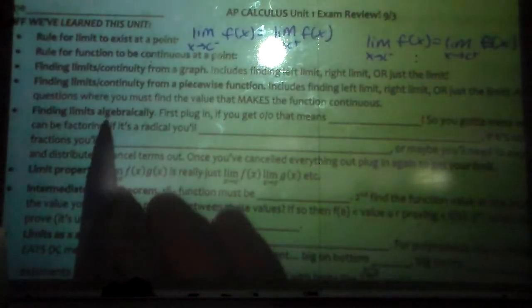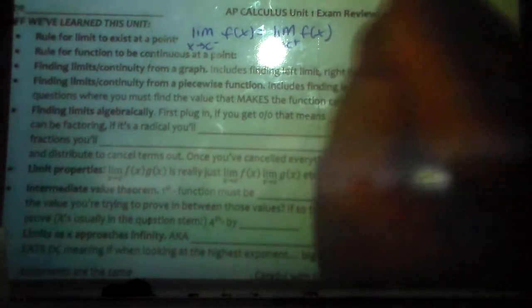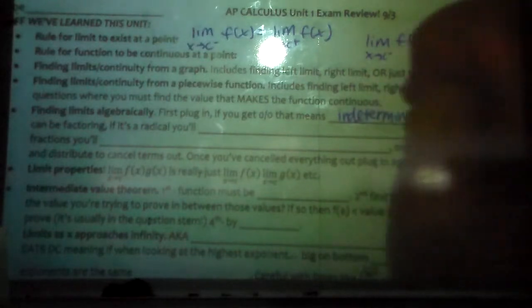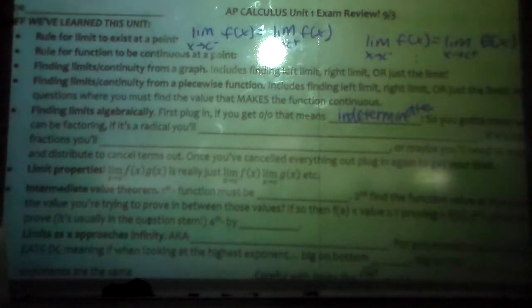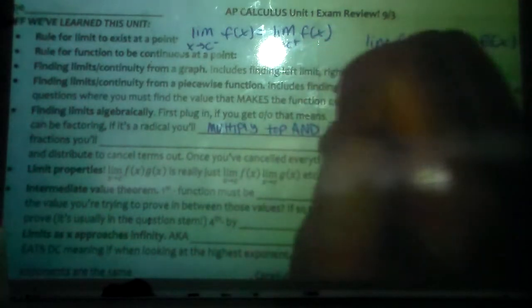For finding limits algebraically, first you need to plug in. If you get 0 over 0, that means indeterminate. That is not an answer. It means you cannot determine it, so you gotta mess with it. That could be factoring: literally factor, cancel out. If it's a radical, you're going to need to multiply the top and the bottom by the conjugate. Conjugate is where you flip the plus or the minus sign.